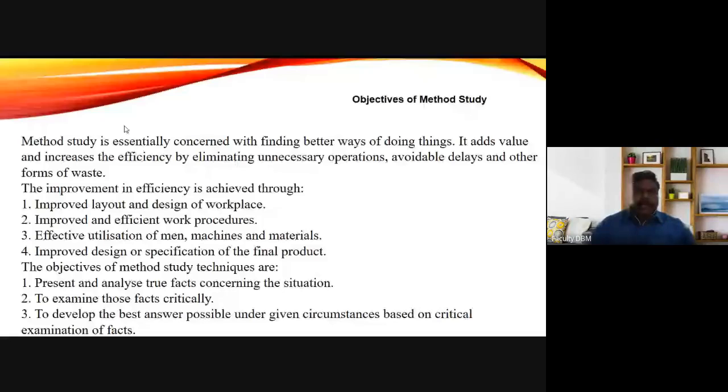Objectives. In your objectives, you can see the improved layout and design of workplace, improved and efficient work procedures, effective utilization of men, machines, and materials, improved design and specification of final product. So finding better ways of doing things adds value and increases efficiency by eliminating unnecessary operations, avoiding delays and other forms of waste. For that reason, we have to conduct the method study.